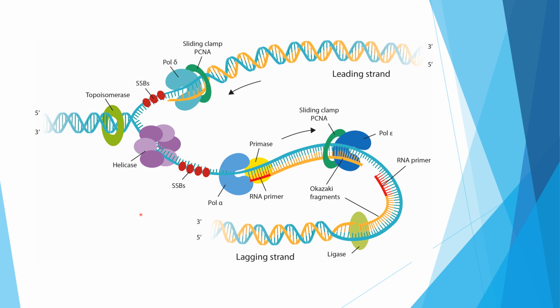This is the diagram of DNA replication in eukaryotes. This is the topoisomerase enzyme, which overcomes the problem of supercoiling in DNA. This one is the helicase enzyme, which functions to unwind the double-stranded DNA, and this one is the single-stranded binding proteins, which bind to single-stranded DNA and keep it open.